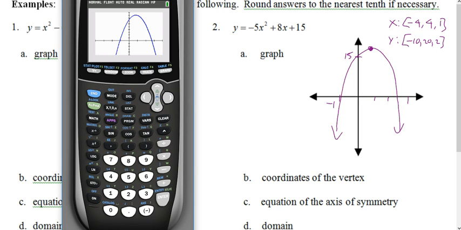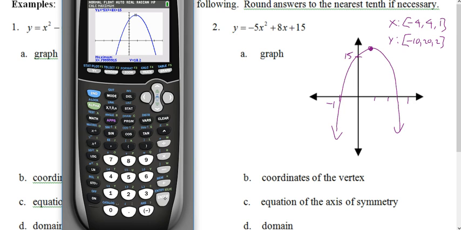Okay, coordinates of the vertex. How do we find it? Okay, so we're going to go second calc max. Second calc number 4 is maximum. Okay, left bound. That's good enough. Somewhere to the left. Right bound, just got to get over the hill here, a maximum. And then guess.